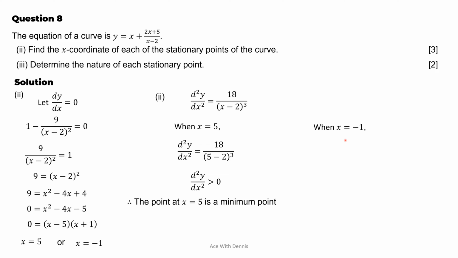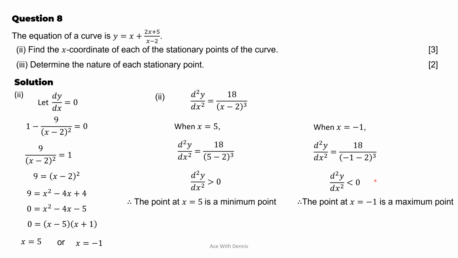For the second point, when x equals negative 1, we do the same thing. Substitute into d squared y over dx squared, we get 18 over (negative 1 minus 2) cubed. So we'll get a negative value. So this means that the point at x equals negative 1 is a maximum point.